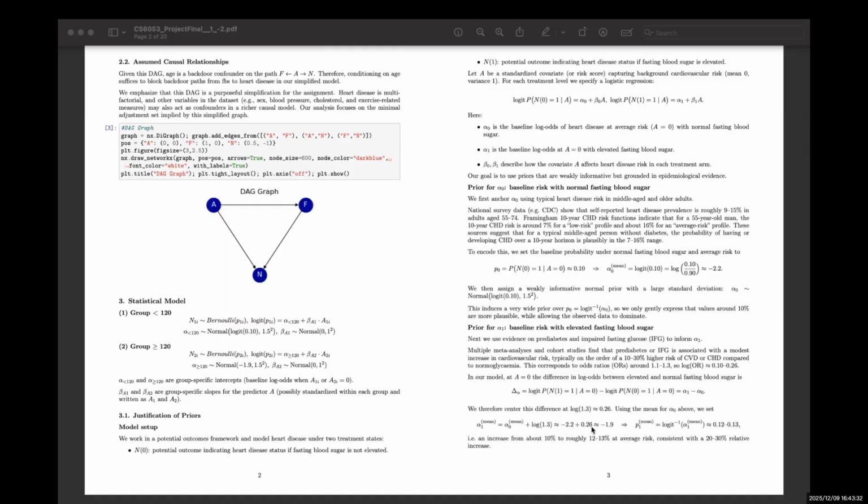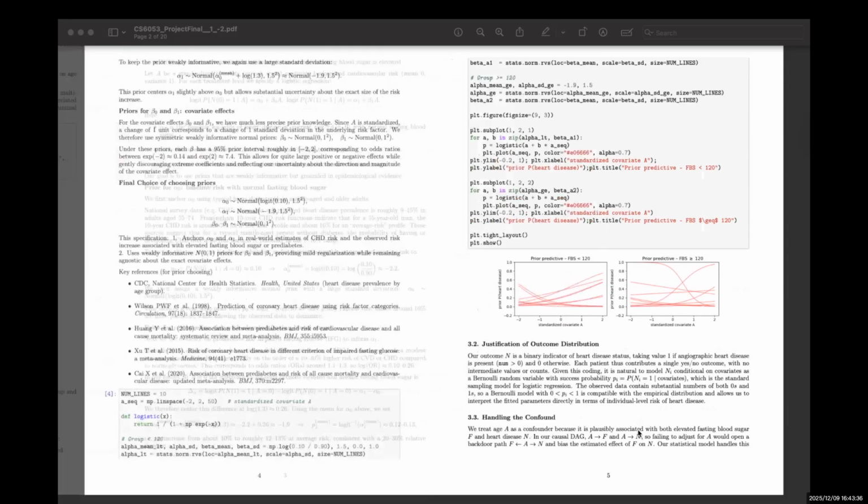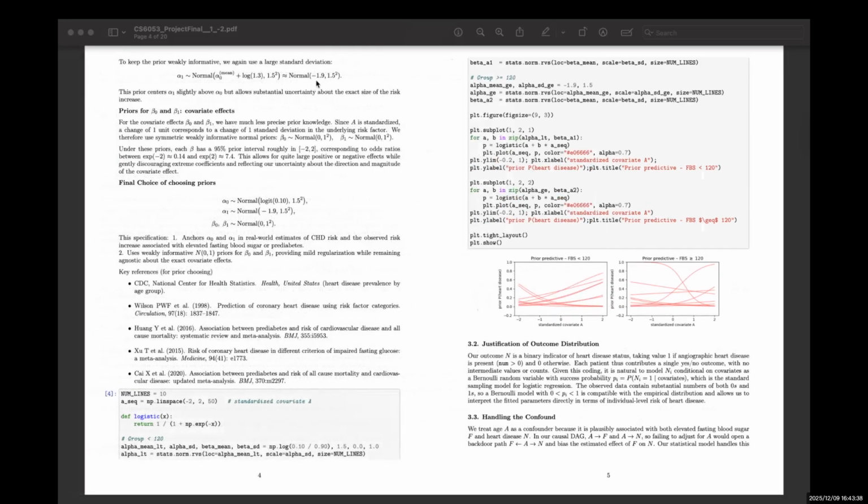Therefore, we choose the prior for alpha 1 to be logit negative 1.9 and 1.5 squared. And now for beta, the age effect, beta 0 and beta 1. We use the standardized age, so we do not have strong prior knowledge about the exact slope in each group. So we choose a symmetric, weakly informative prior. In that case, those are normal 0, 1 squared and normal 0, 1.